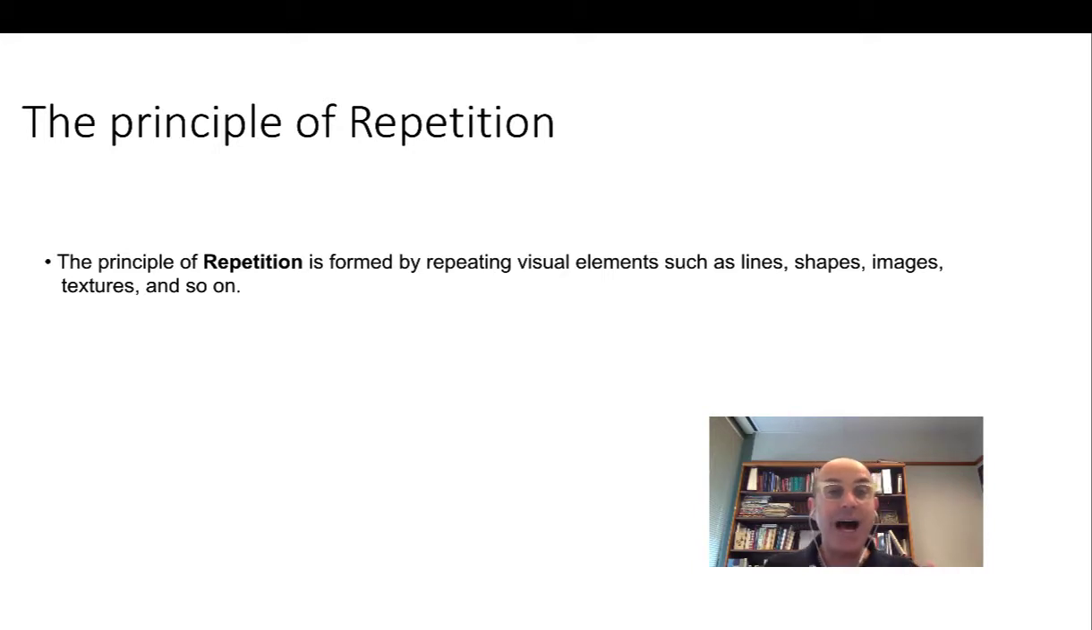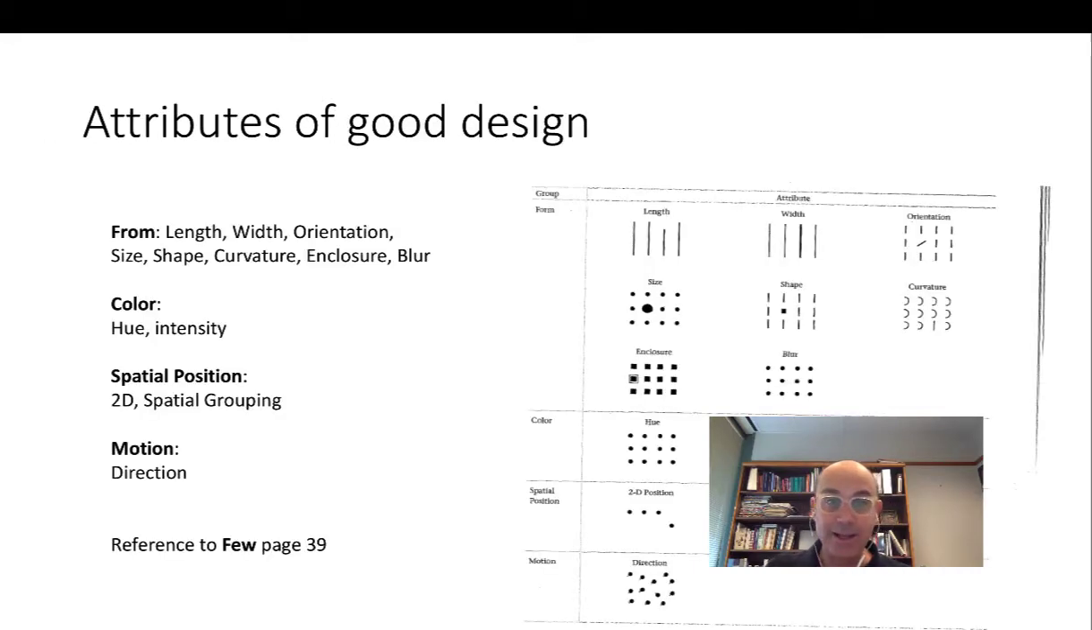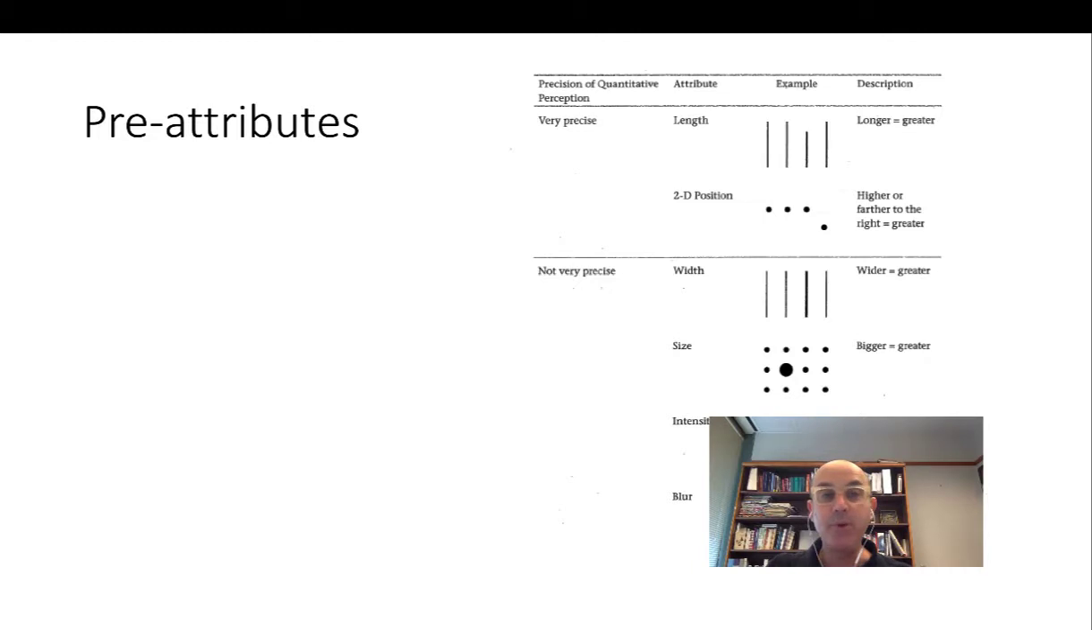Again, the issue of principles of how to do repetition with regard to visual elements is a good principle, but it is not required, but it is recommended. He shows a little bit about attributes of good design. He talks about the form, the color, the position, the motion, and this is from his page 39. And he shows the pre-attributes that go with that.